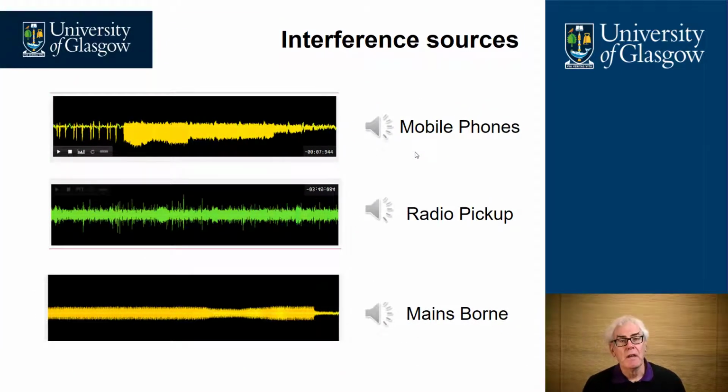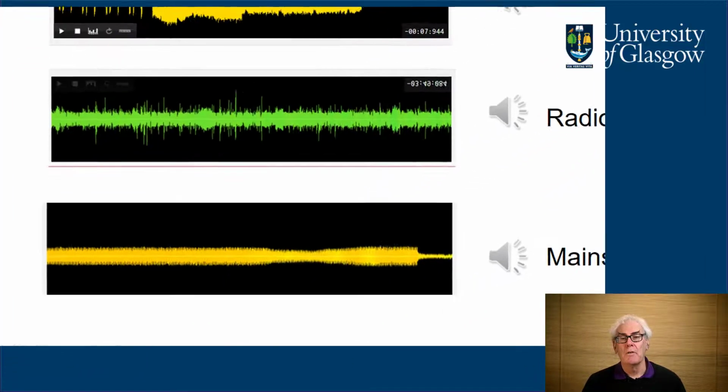And the third one is mains-borne interference, or hum loops. And this is the bane of most audio designers when they're trying to hook up large audio systems.